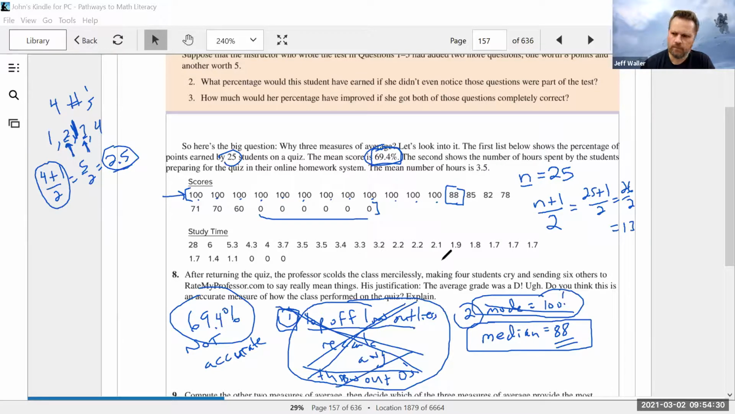Wait, why is it over 2? The n plus 1 over 2? Oh, think about this. I really want this to make sense. If I want to find the middle number, how far into the list do I want to go? Halfway. There it is, right? Halfway.